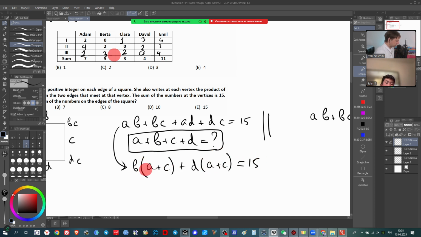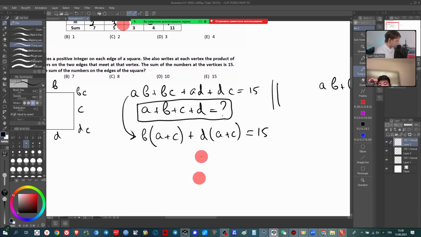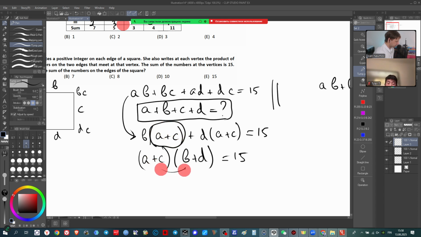Is there a common factor here, like B times A plus C and D times A plus C? Is there something common here? A plus C. Okay, and how can we write it? Can we write it like A plus C, and inside the parentheses will be B plus D? Can we write it this way? Yes, because A plus C is just like a separate number, like a separate variable, so we can take it out and represent it as A plus C multiplied first by B and A plus C multiplied second by D.